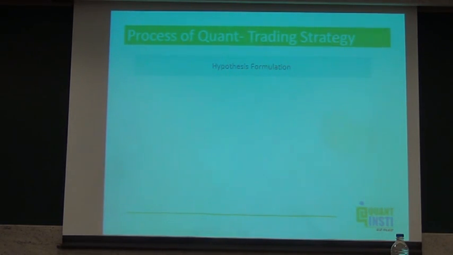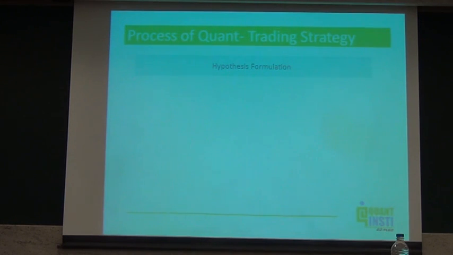Hypothesis formulation is something like you say, okay, if these things happen, then my market will go up. If these things do not happen, my market will go down. Or you have certain rules that you can define for your markets to behave like. So that is what we call hypothesis formulation. So first we do a hypothesis formulation.